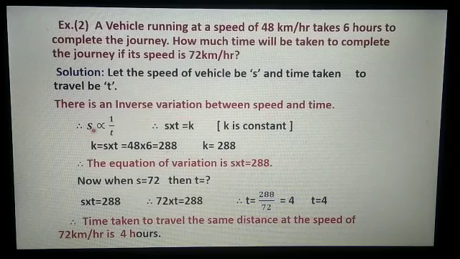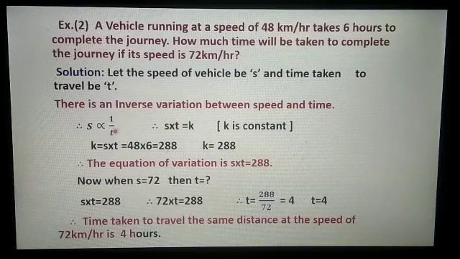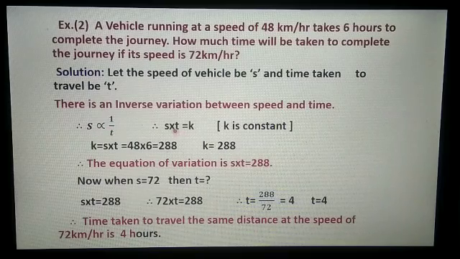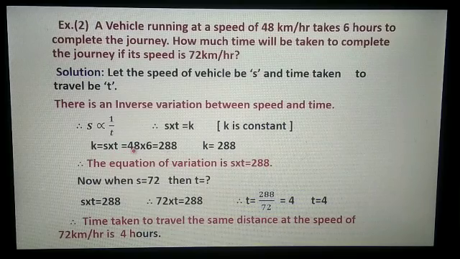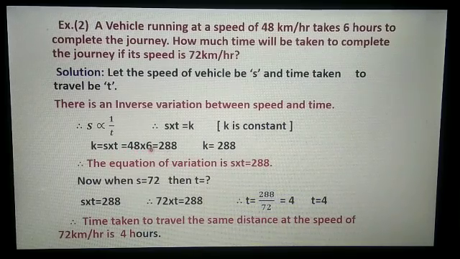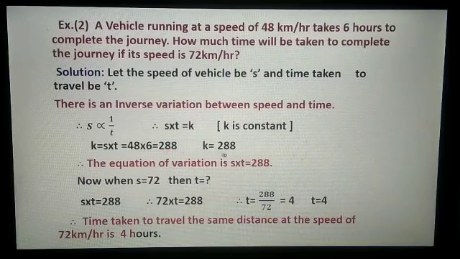So the symbol s is inversely proportional to t. That means s varies inversely with t. Therefore s multiplied by t is equal to k, where k is a constant. So k is equal to s into t. Put the values for s and t. What is s? S means speed. So earlier the speed is 48 km per hour and t means time, that is 6 hours. So 48 into 6 is 288. Therefore k is equal to 288. Therefore the equation of variation is s into t is equal to k. K means 288. Now substitute the value again.